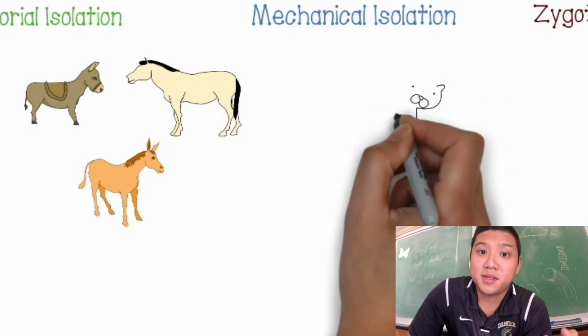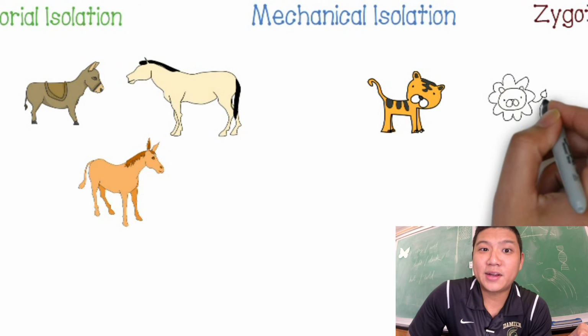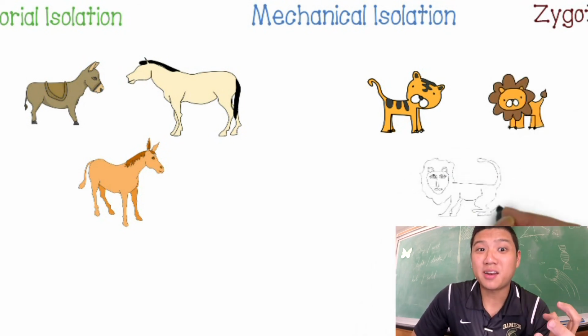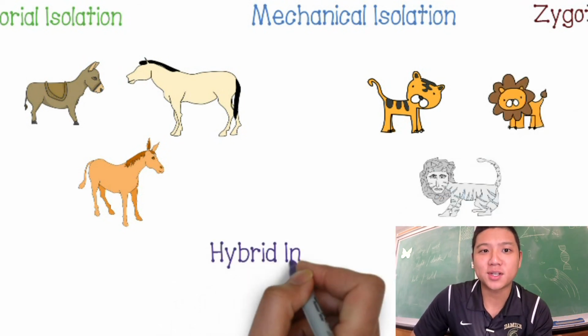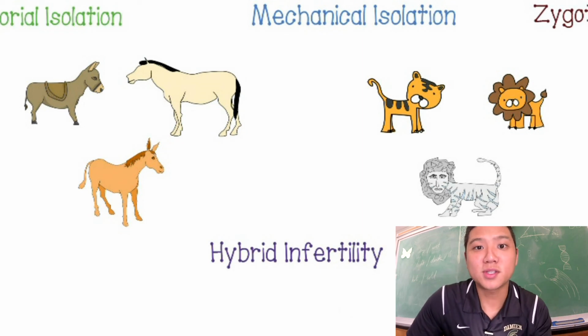This same example can be seen in lions and tigers when we create the liger. So the liger is bred for its skills in magic. Hopefully you watched Napoleon Dynamite, otherwise that reference would make absolutely no sense at all.